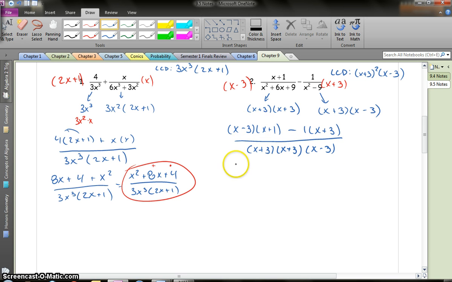Alright, so we multiply that out. We get x squared plus 1x minus 3x minus 3. Over here you have to distribute your negative 1, so you get minus x minus 3. Your denominator stays the same.